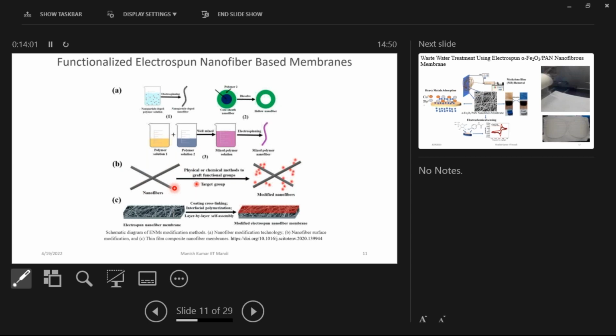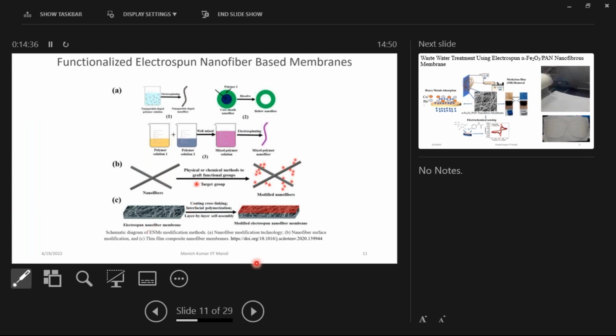Another way is, first you fabricate your nanofibers using electrospinning. Then you activate the sites on the fibers using some activators or other solvents, and then you can add your targeted group onto it, and use that for the particular application. And the last one is, first you fabricate your nanofibrous membrane, and onto that you can coat other nanofibers, cross-linking nanofibers or some other nanofibers.